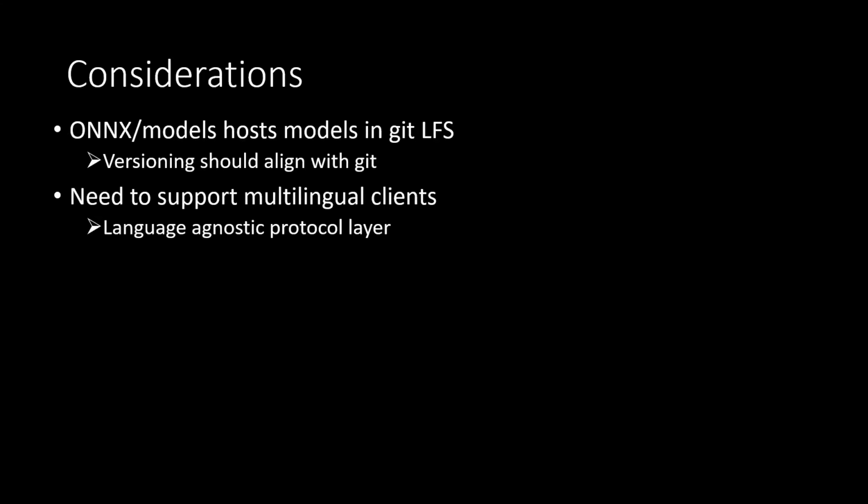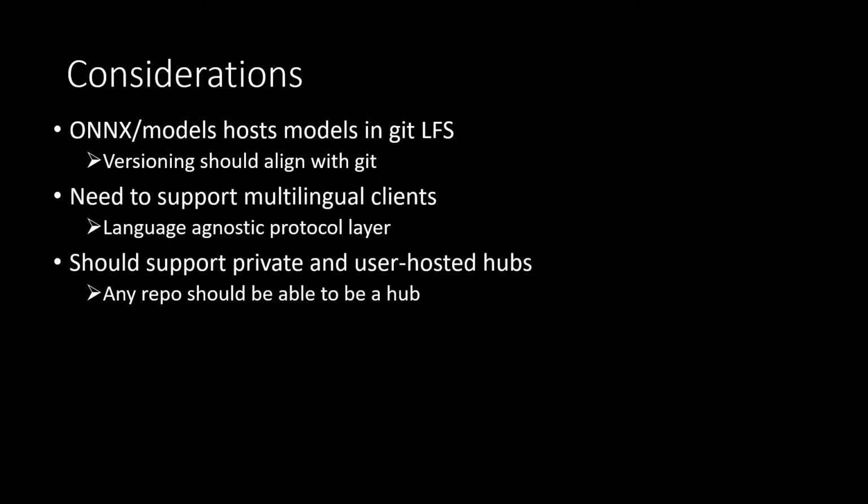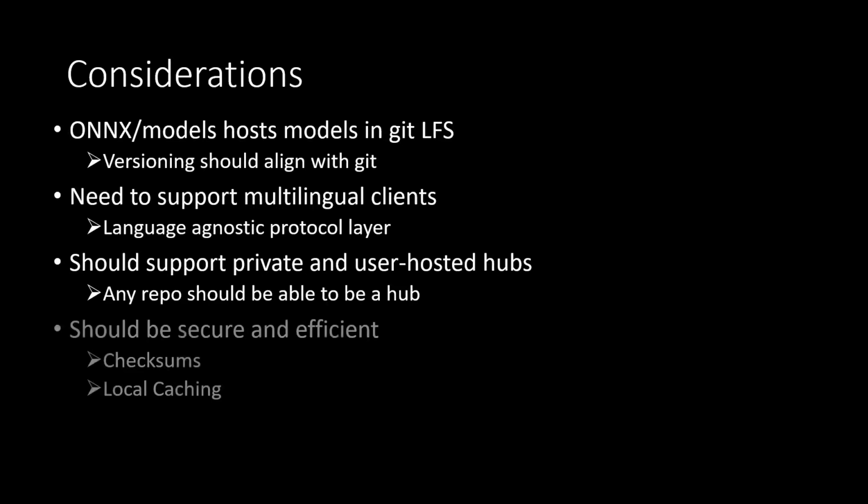This drove us to investigate a language-agnostic protocol layer called the Manifest. It should support user and privately hosted hubs so that anyone can deploy their own model hub and use it within their closed infrastructure, but still be able to leverage the common APIs.